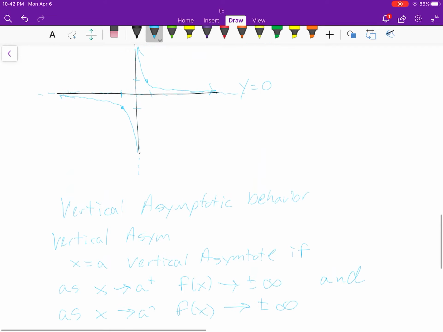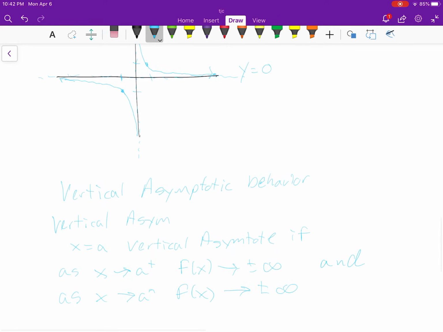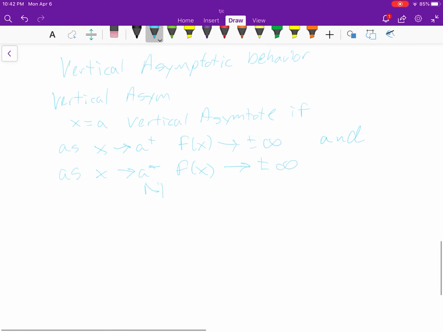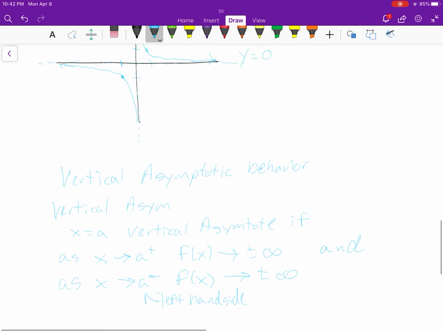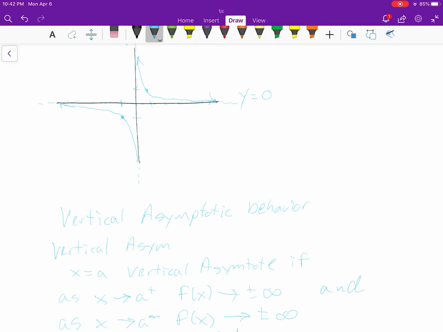In our example above, as we approach 0 from the left-hand side, so this is your left-hand side behavior, then the function spins off to negative infinity. And then as we approach 0 from the positive side, from the right-hand side, so this is your right-hand behavior, it spins off to positive infinity. So one side's negative, one side's positive. This doesn't mean they're always going to be opposite. Sometimes they will be opposite, like in this example.